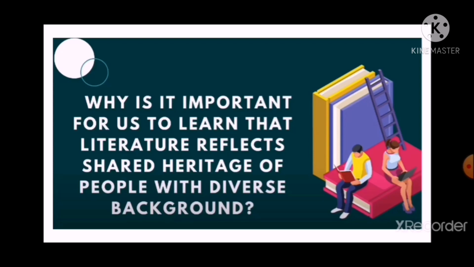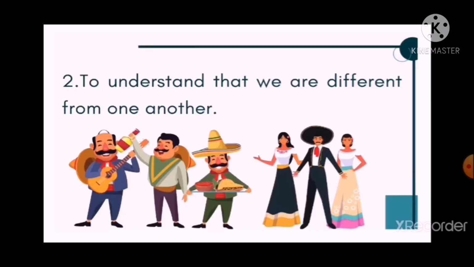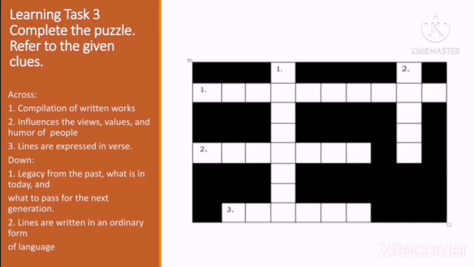Why is it important for us to learn that literature reflects shared heritage of people with diverse backgrounds? Number 1. To understand people's culture, customs, beliefs, and traditions. Number 2. To understand that we are different from one another. And number 3. To understand that we need to respect other people and what makes them different from us as well.